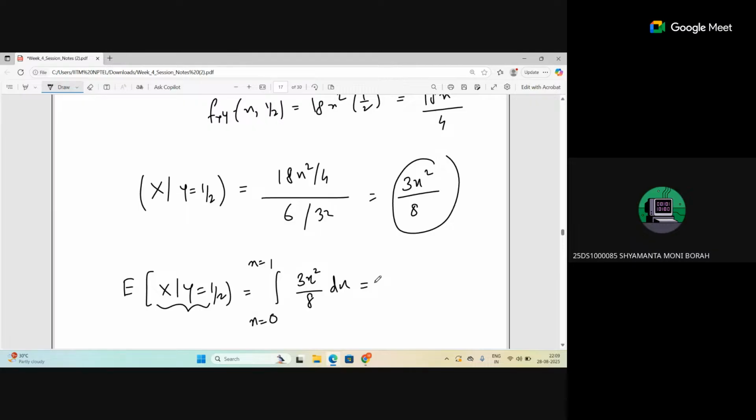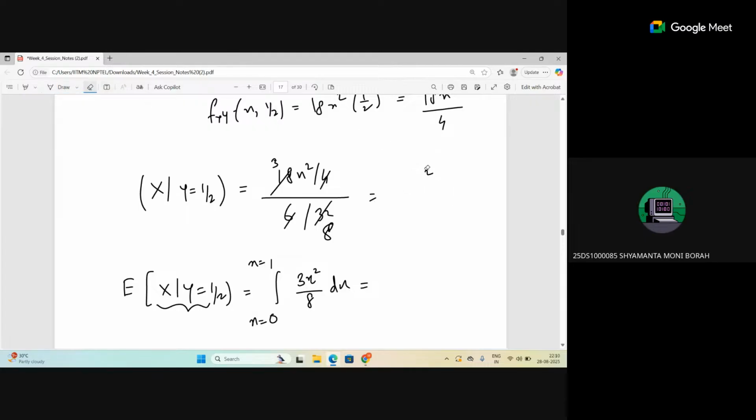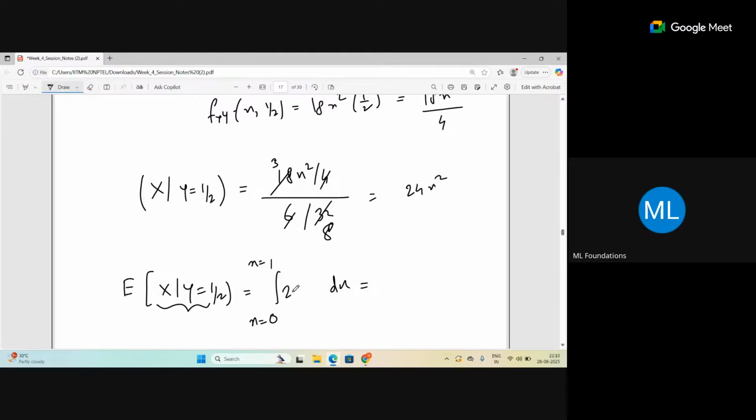Okay, so 6 into 3, and 4 and 32, right? So 8 4 will go to the top, right? Yes, correct. So it should be 24x square, correct. This is 24x square.